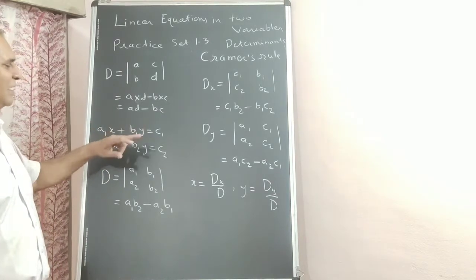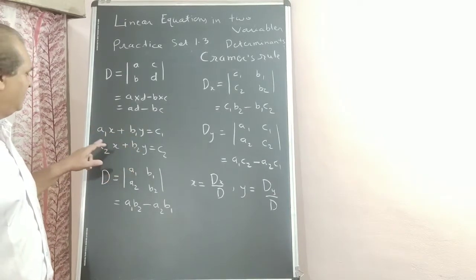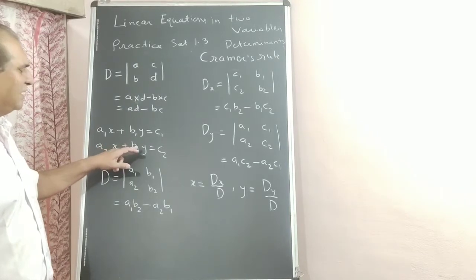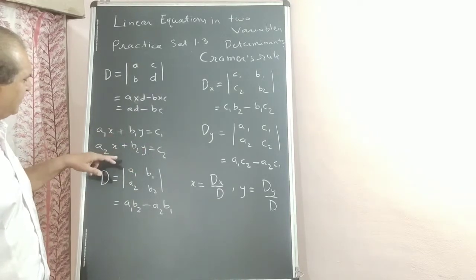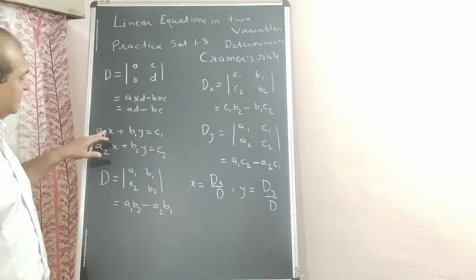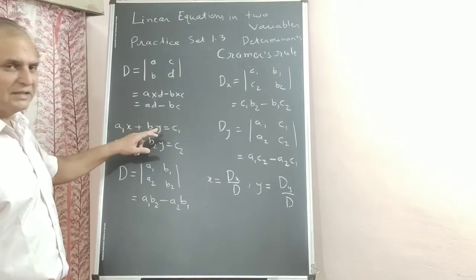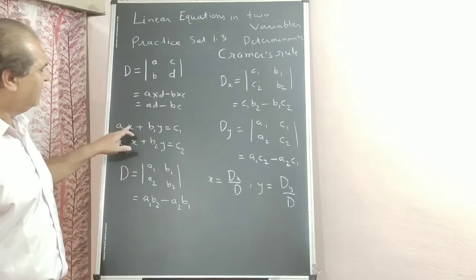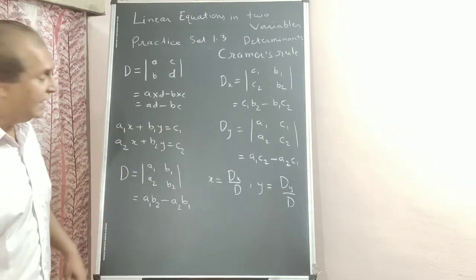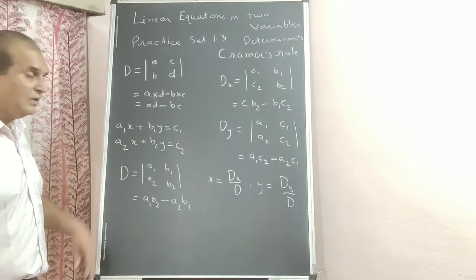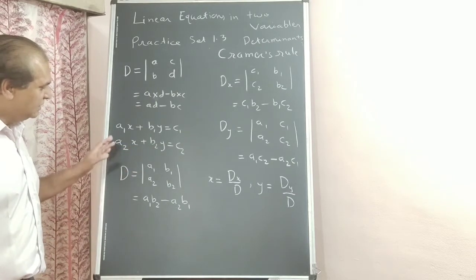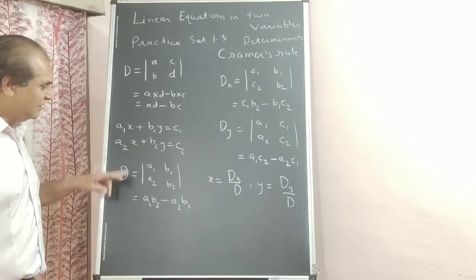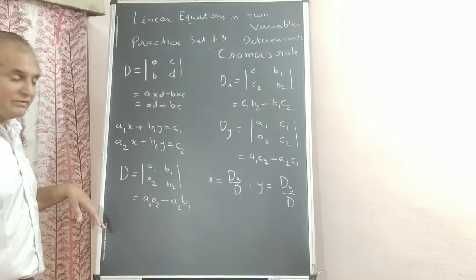Suppose 2x plus 3y equal to 12, and 4x plus 6y equal to 9, whatever. So the coefficients of x and y in the first equation and the constant, we will write as a1, b1, c1. a1x plus b1y equal to c1. And the second equation, a2x plus b2y equal to c2. These two equations are there.